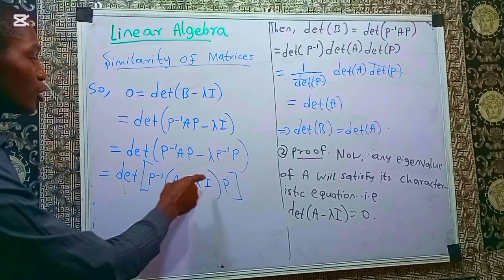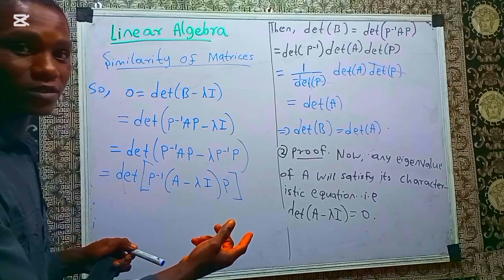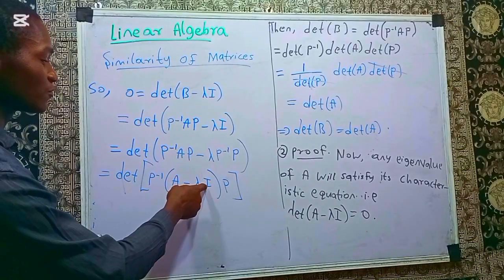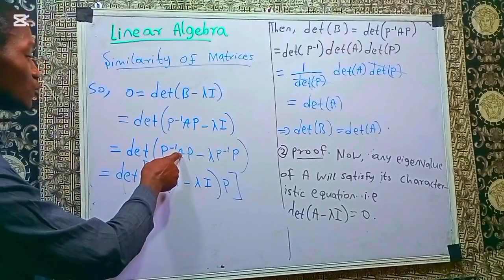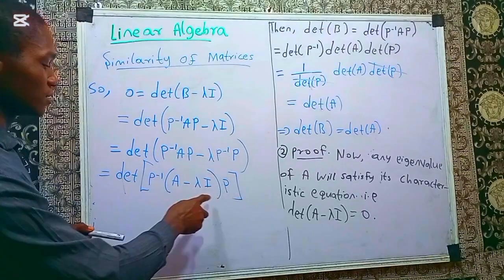If I factor out P inverse here and factor out P here, what will remain here is lambda, right? But you cannot be subtracting A and lambda, because lambda is a constant. You can't subtract a matrix and a constant. So you have to multiply the lambda with the identity matrix. So it will be A minus lambda I instead of A minus lambda.